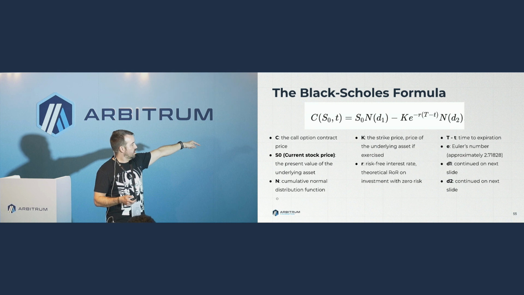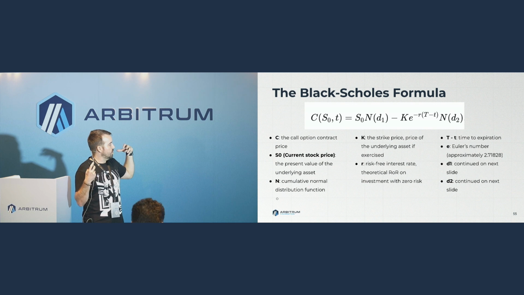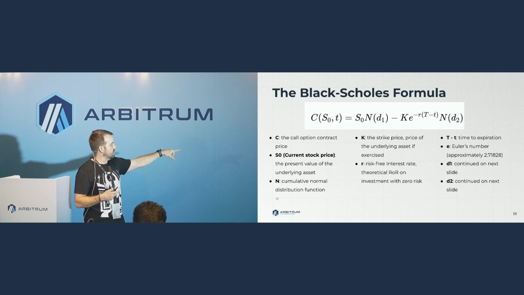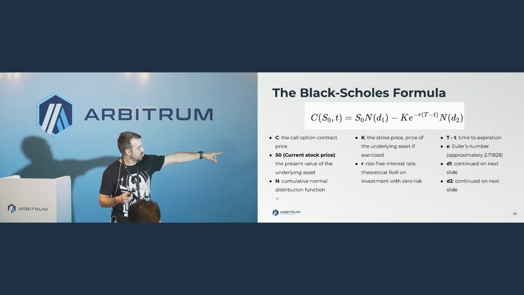And then we're going to take the stock price, the S0, which is the current stock price. So what we're trying to do is come up with a fair price for an option contract. So we're going to take the current stock price, multiply that times the cumulative normal distribution of D1, which I'm going to present on the next slide.